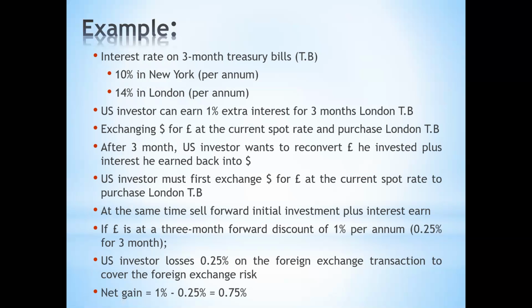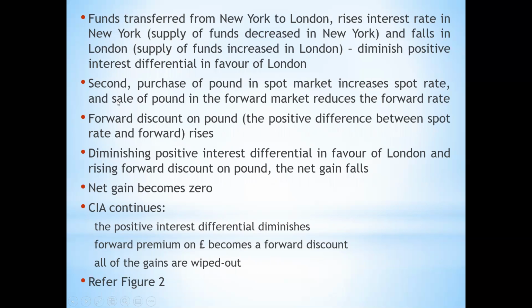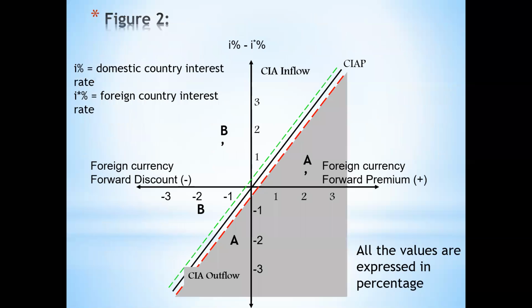Now my point is people are dealing with interest arbitrage because of these interest rate differences. When the process goes on, the positive interest differences get diminished. On the other hand, the forward discount increases in the higher interest rate country compared to the lower interest rate country. Then the positive interest rate differential diminishes, the pound becomes a larger forward discount, and your net gain gets wiped out. Now you can easily see this point on this graph.